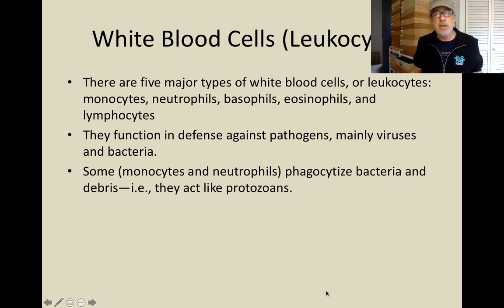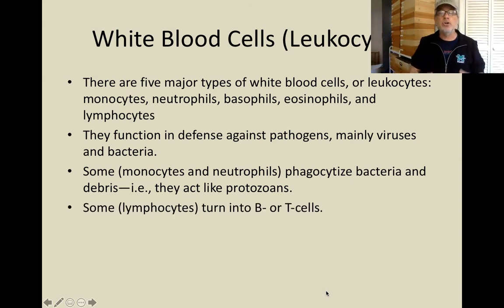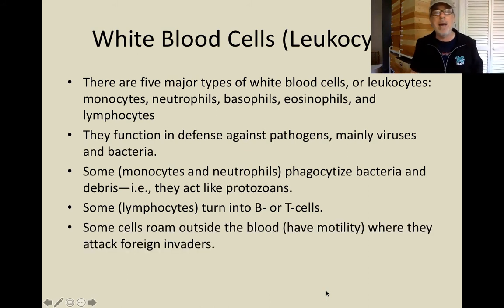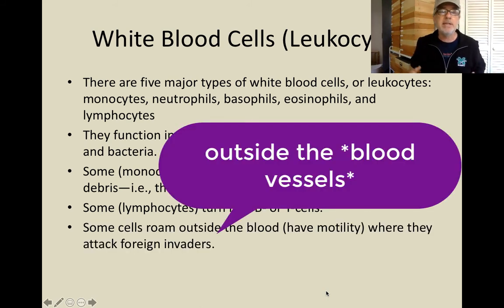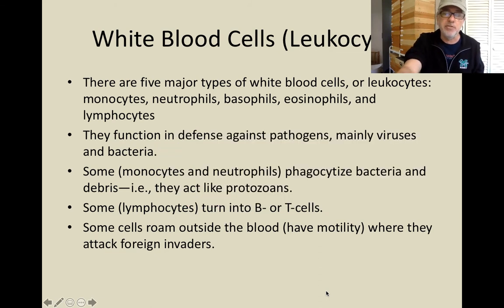In other words, they roam your blood looking for bacteria and debris, and they can actually leave the blood and go into the interstitial fluids looking for this. So they are acting like protozoans in that they engulf it and then decompose it. Others turn into B and T cells, which you may have heard of, that are very important for recognizing viruses and bacteria and destroying them. And still others roam outside the body where they attack foreign invaders in different ways. So your white blood cells are really amazing, and we are going to learn more about them when we study the immune system.